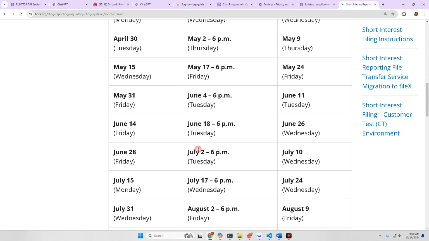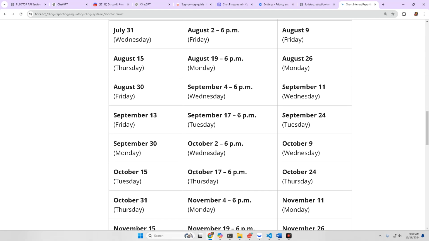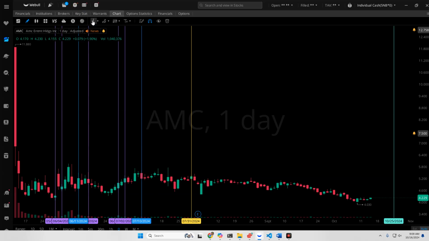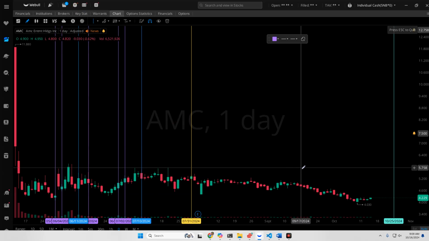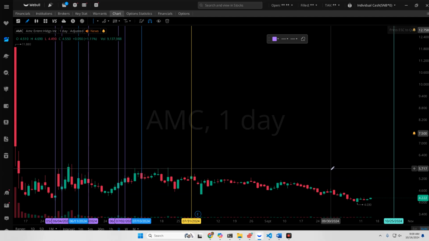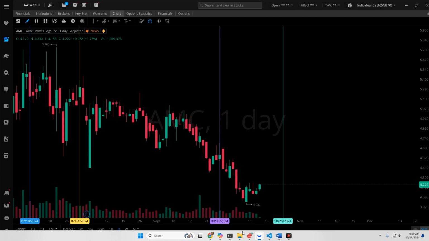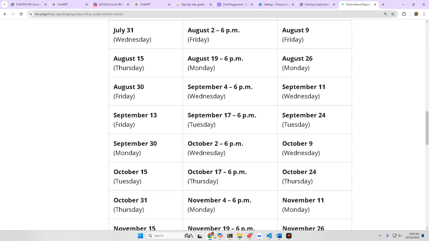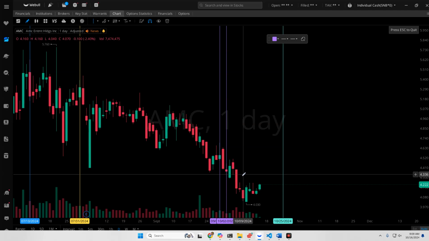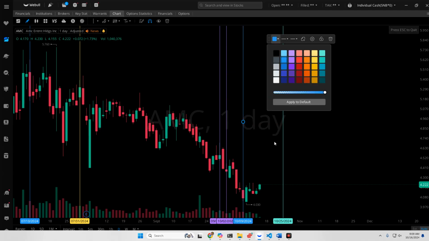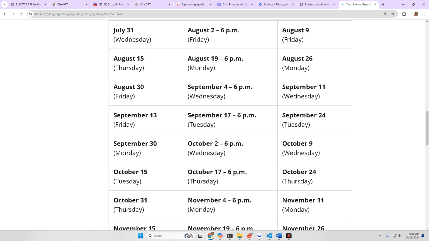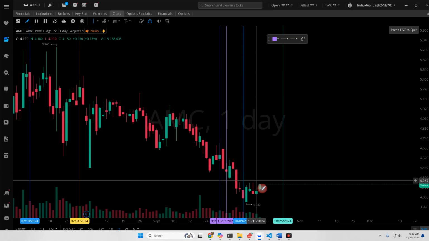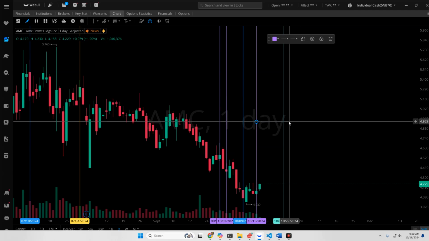But yeah, the current window, let's start with September 30th. So right here, right there, September 30th, October 2nd, and October 9th. That's the most recent. And then we have the current one, which is October 15th, which is right here, and then the 17th. So this is where we're at.